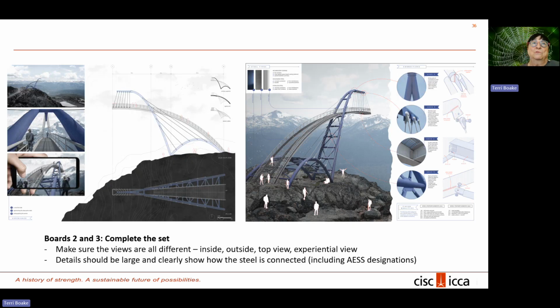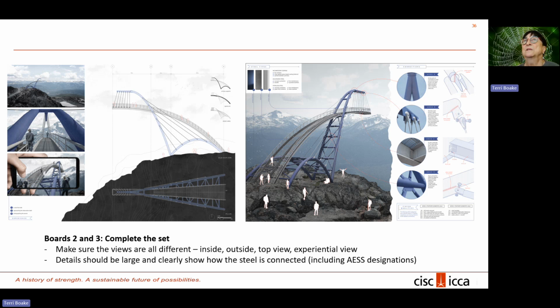But boards 2 and 3 complete the set. The judges really like the sort of innovative image on the far left where she looks like she's using her cell phone to take a photograph of the bridge itself. But again, all the views are quite experiential, an interesting interpretation of the orthographics, so they're not just straight line drawings, they're given a bit more character, and as well including lots of connection details on the right.